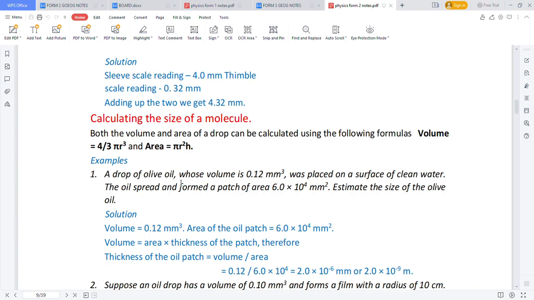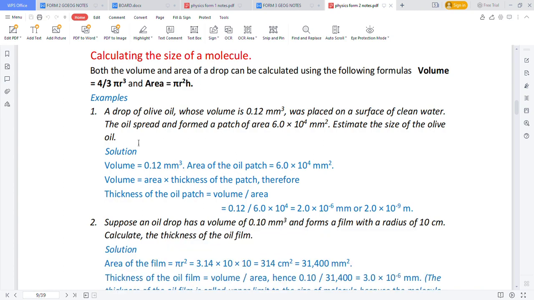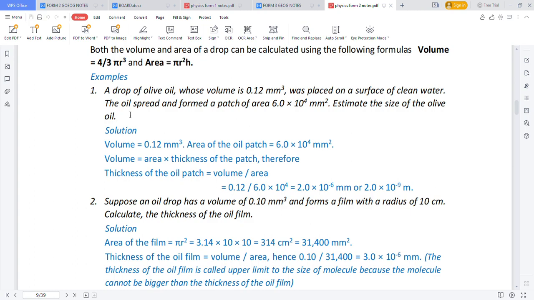Then the drop is assumed to be spherical. So those are just some of the assumptions which are made. We'll be seeing more as we do calculations and as we interact with KCSE questions. There's another, like it is one molecule thick.